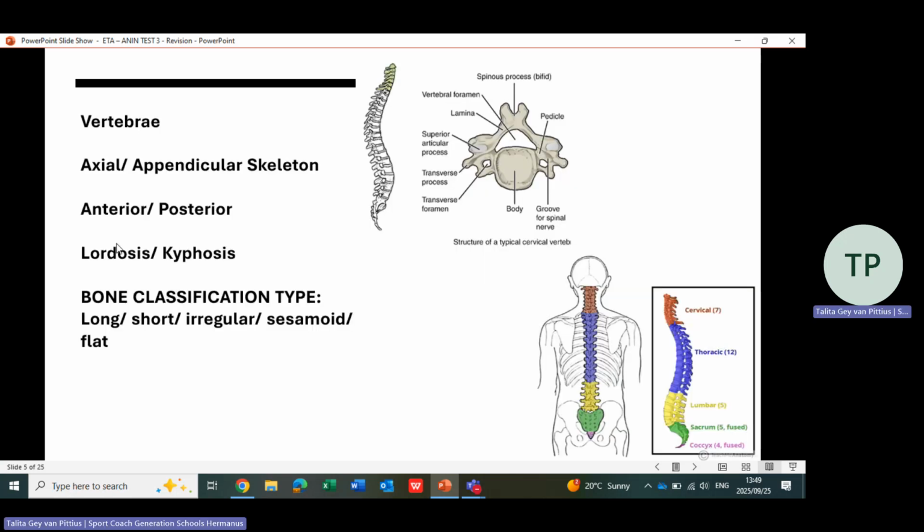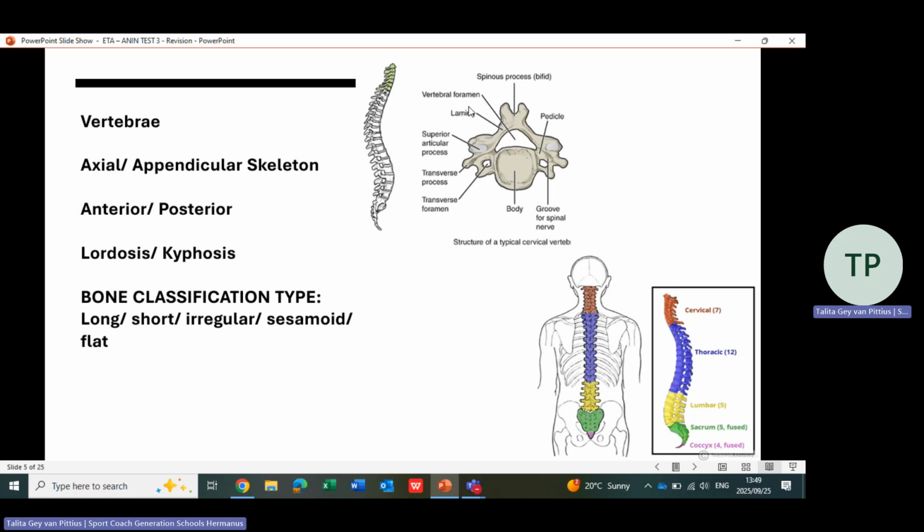Then another focus point for us is you need to know that this is your spinal cord. This is your spinal column, and it consists of vertebrae stacked one on top of the other. All right. So when they talk about vertebrae, it's important that you know where they are and how they look. Can you guys see?